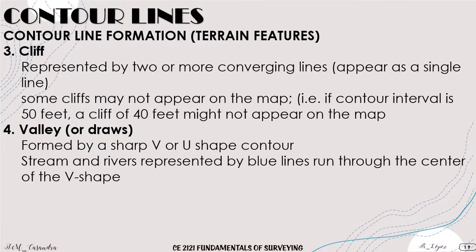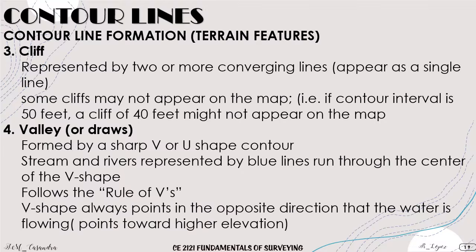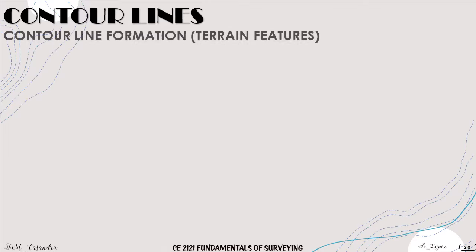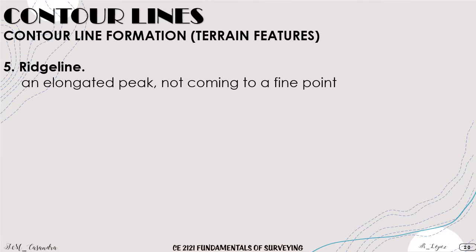Streams and rivers would be represented by blue lines, and these will run through the center of the V-shaped or U-shaped contours. Valleys or draws will follow the rule of V's, wherein the V-shape will always point in the opposite direction that the water is flowing. So it points toward the higher elevation. Next, we have your ridge line, which is an elongated peak not forming a fine point.